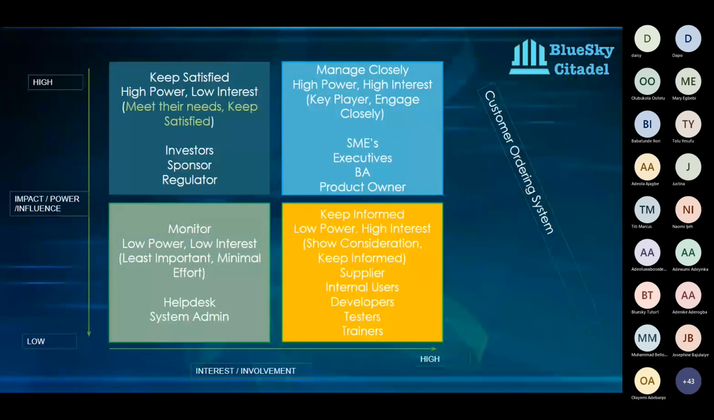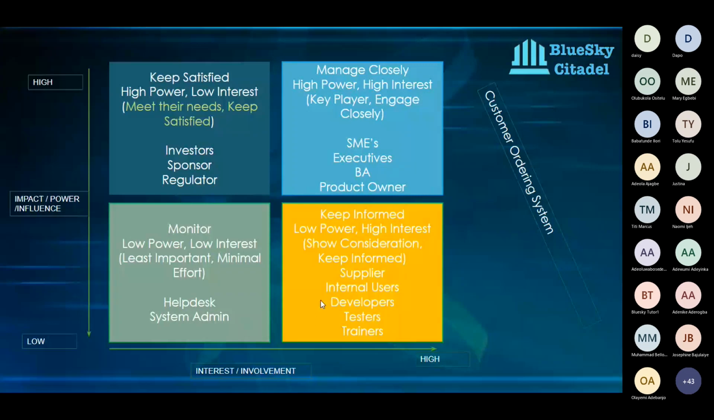So you can see that on that axis there, we have the high and we have the low at the bottom here. And on this axis here, we have the low as well, and then we have the high. I've put customer ordering system here because I just thought I would use that as an example, really, to be honest.